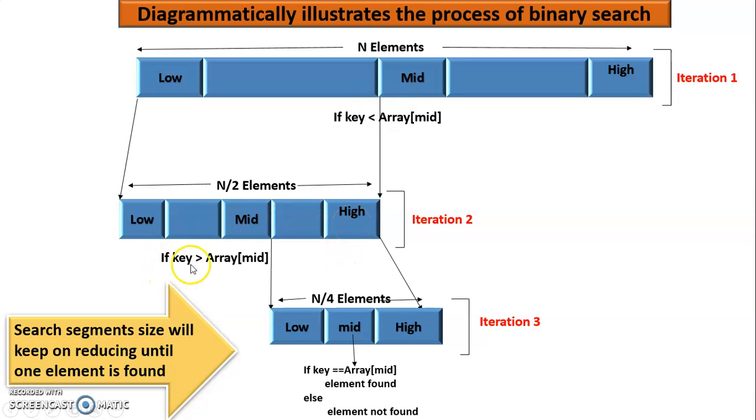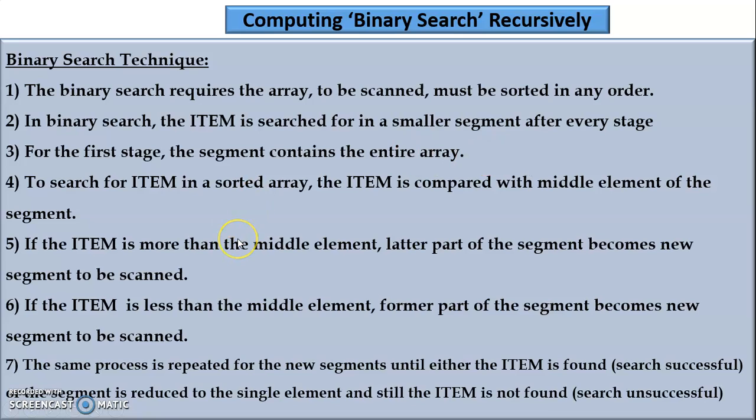What happens if the key is greater than mid in the second iteration? Then my low becomes mid plus 1, and high will remain the same. It keeps on going until the key is equal to the middle element. Very simple technique. Let's go through the points.